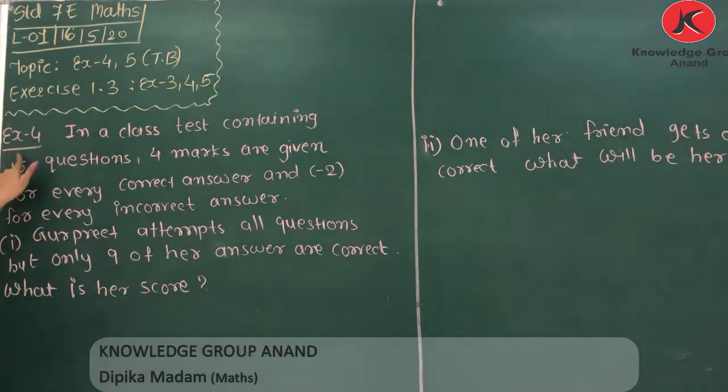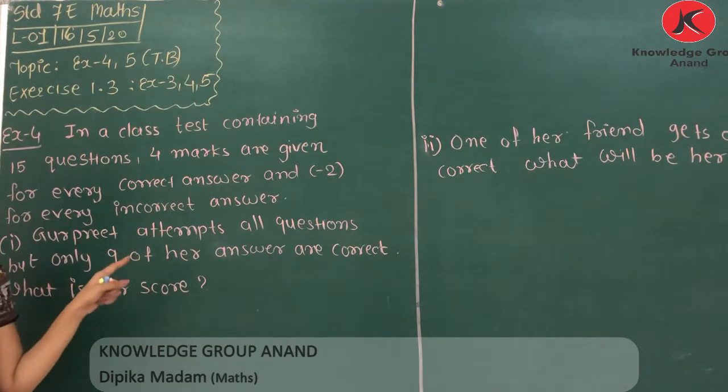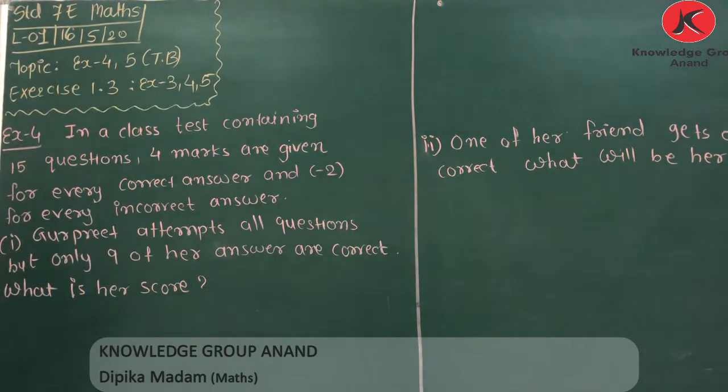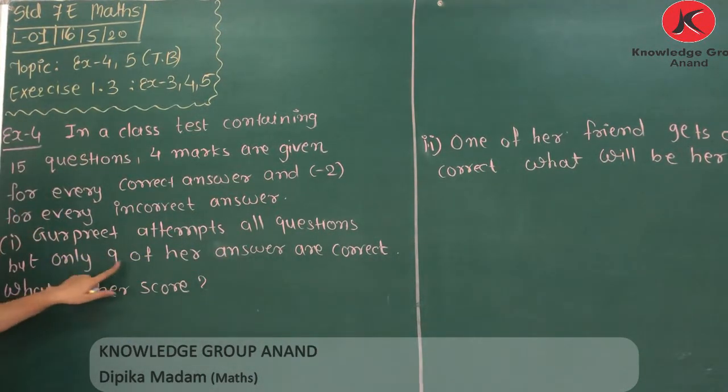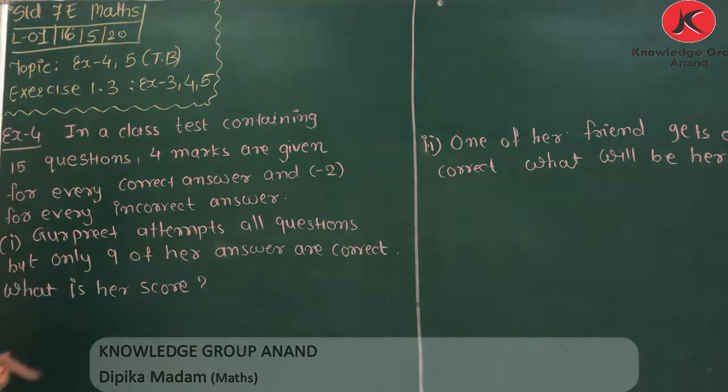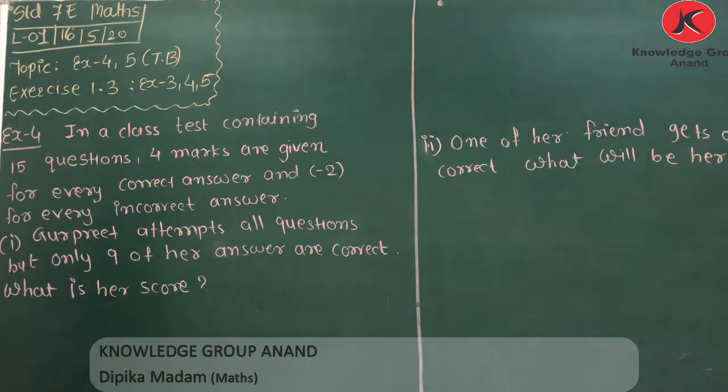So example 4: in a class test containing 15 questions, 4 marks are given for every correct answer and -2 for every incorrect answer. Means if the answer is right, 4 marks, and if wrong, -2 marks. First question: Gurpreet attempts all questions but only 9 of her answers are correct.